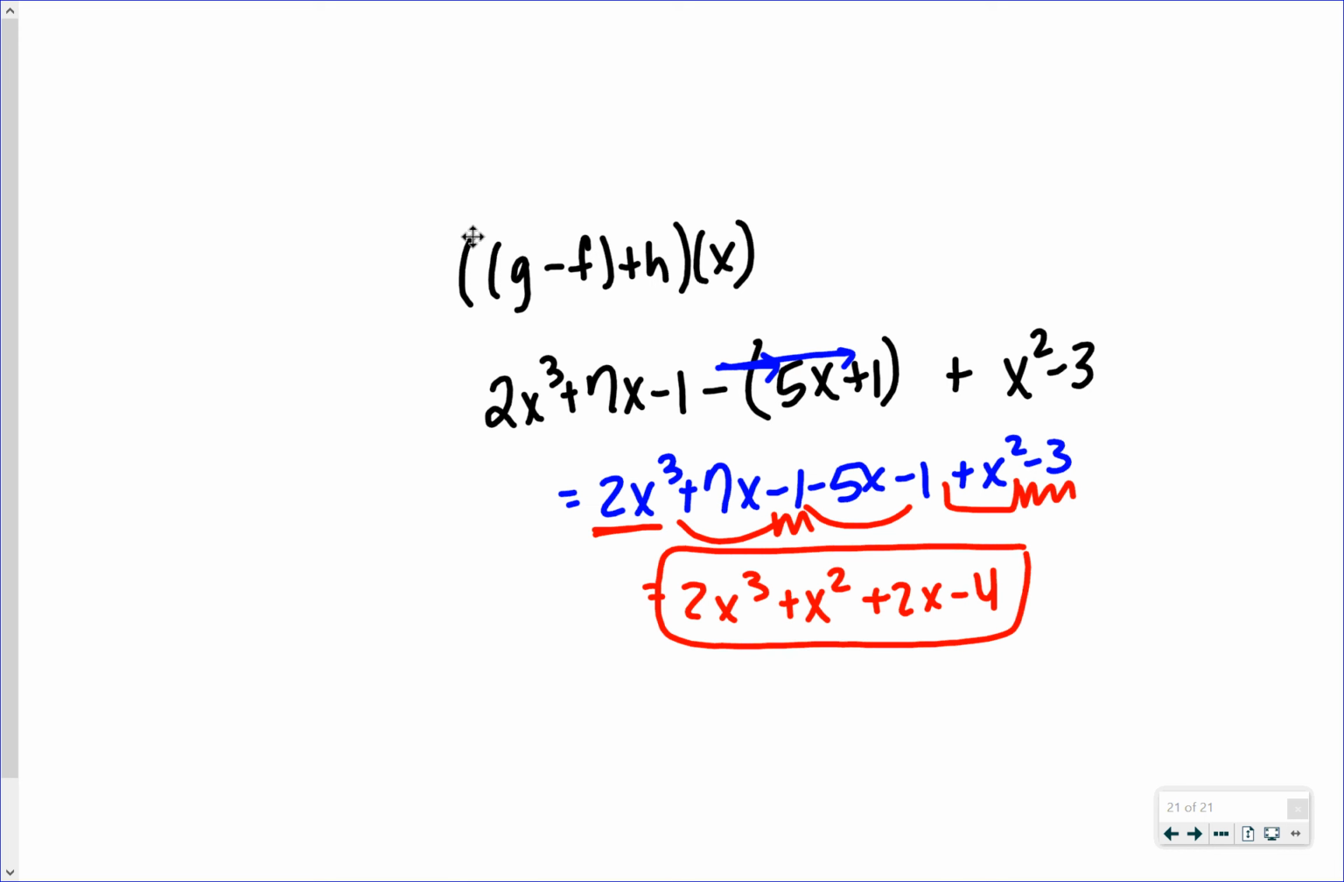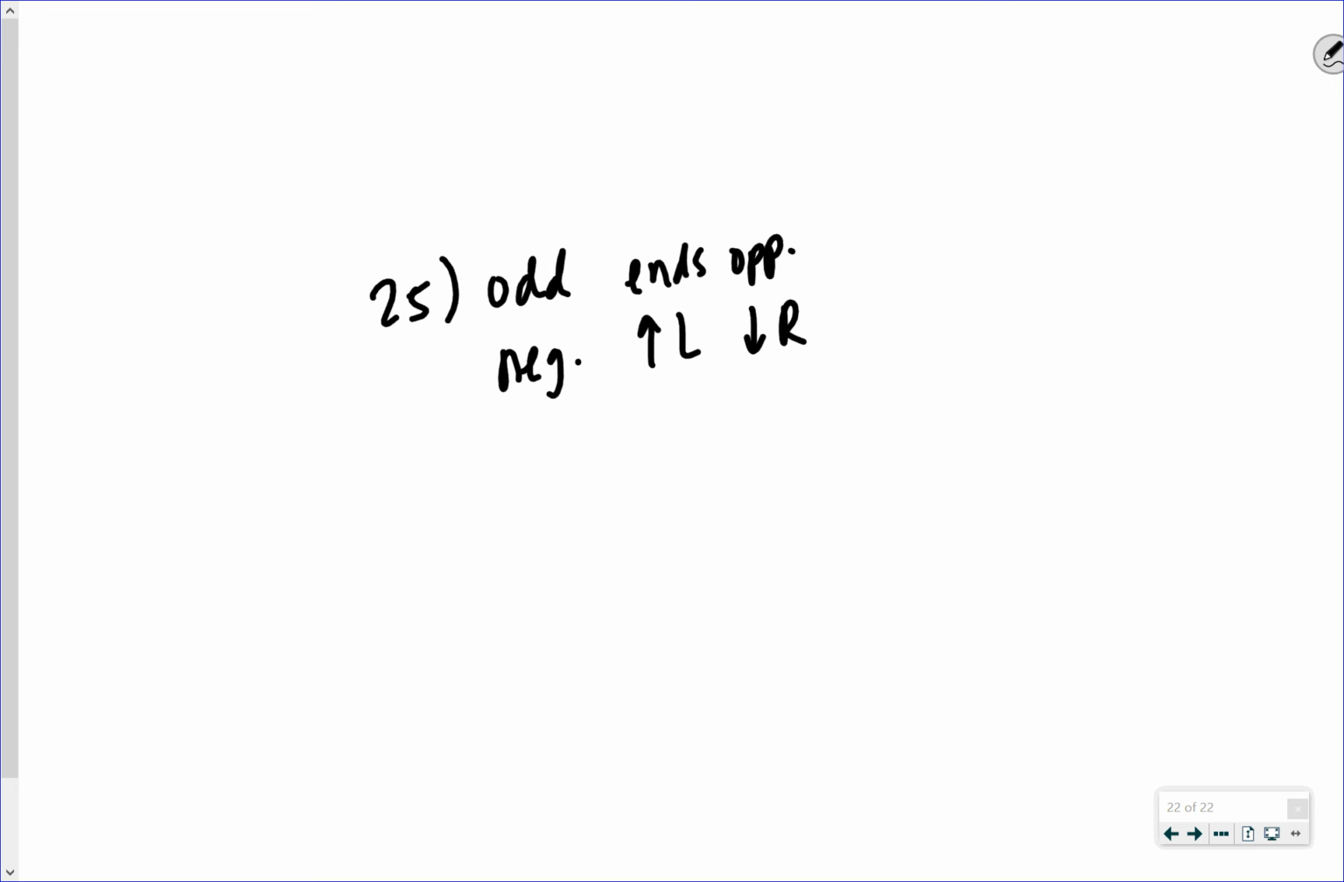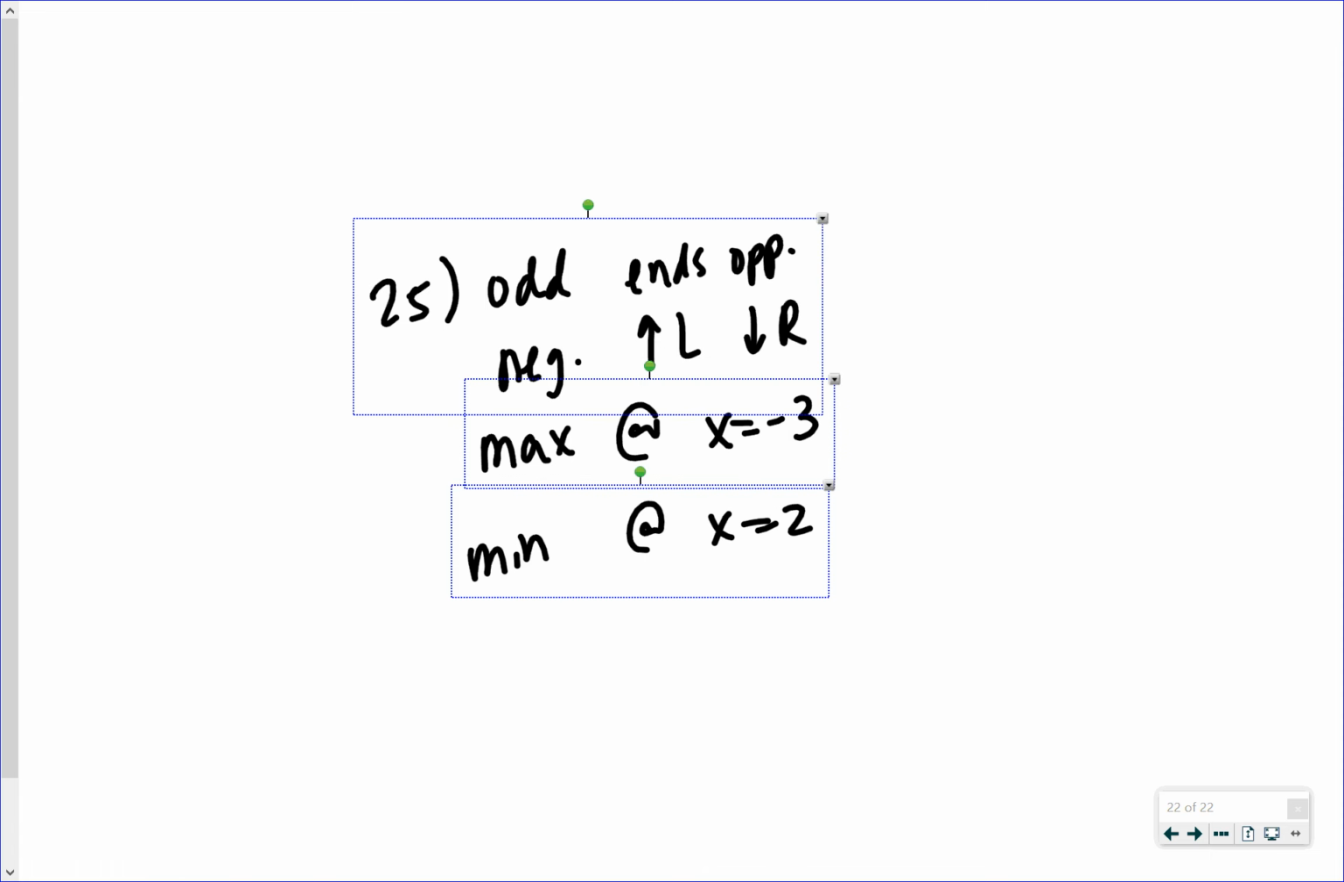And my last two are sketching. So 25 says sketch a graph of an odd degree function. So ends go opposite, with a negative coefficient. So that means up on the left, down on the right. It has a max at x equals negative 3 and a min at x equals 2. So I don't know anything else about it.